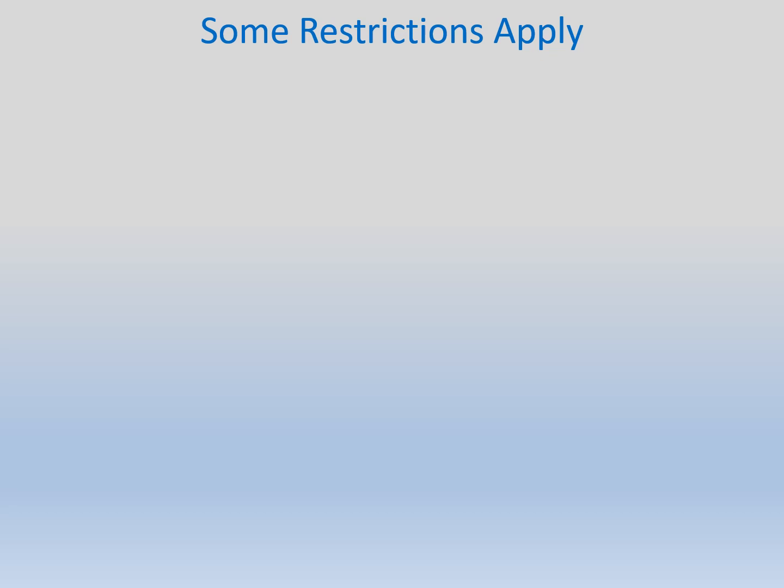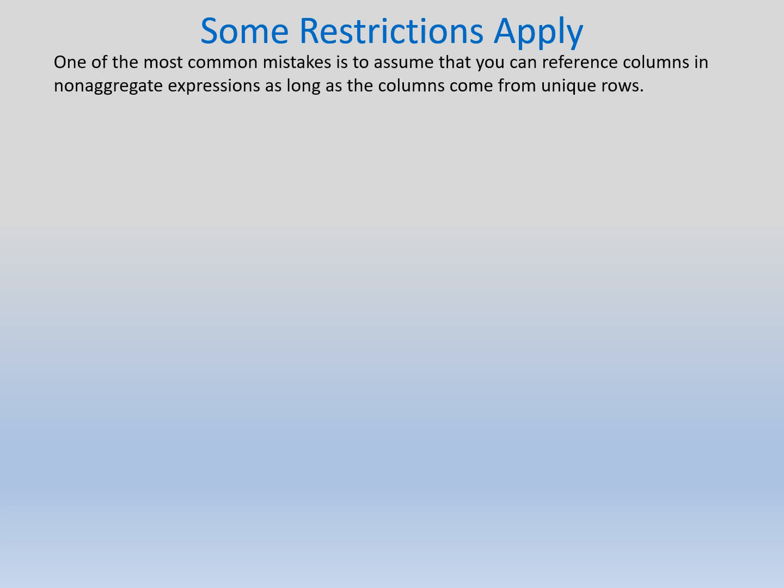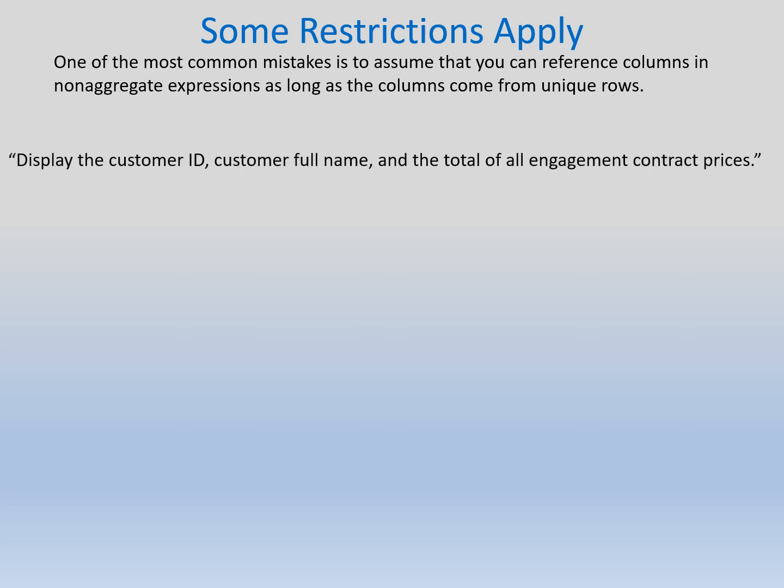Let's look at some restrictions when using the group by clause. One of the most common mistakes is to assume that you can reference columns in non-aggregate expressions as long as the columns come from unique rows. That is a false assumption. Let's look at this request. Display the customer ID, customer name, and the total. So we have an aggregation here. The aggregate is sum, the total of all engagement contract prices.